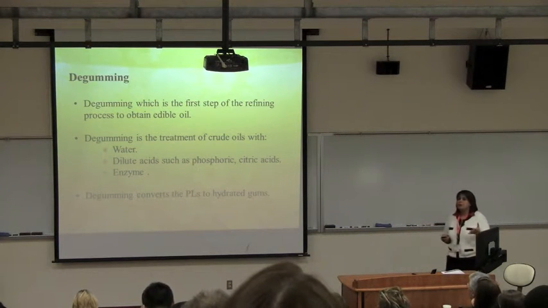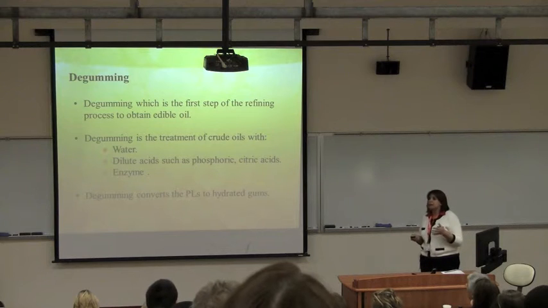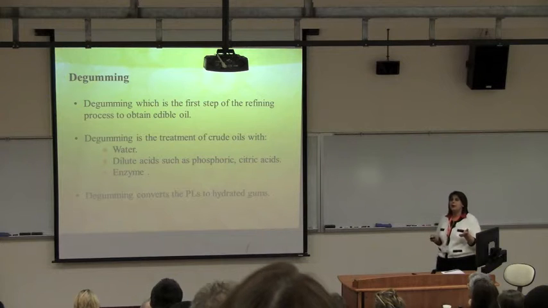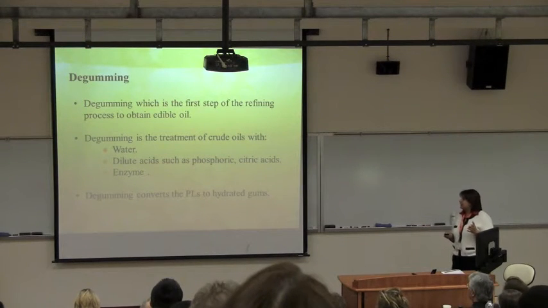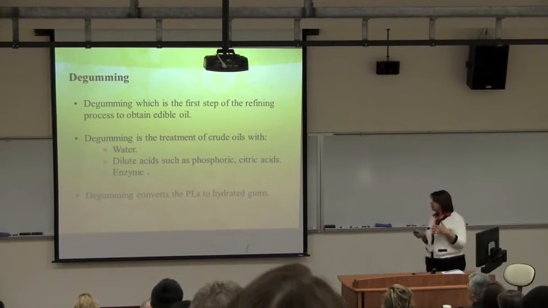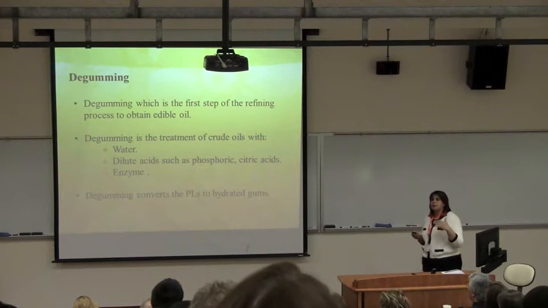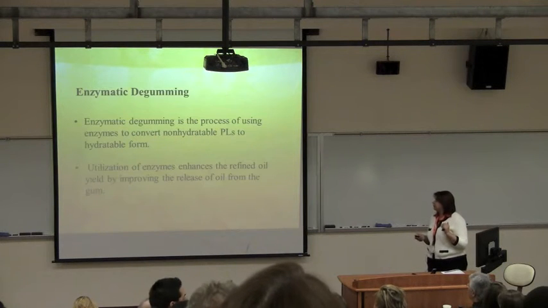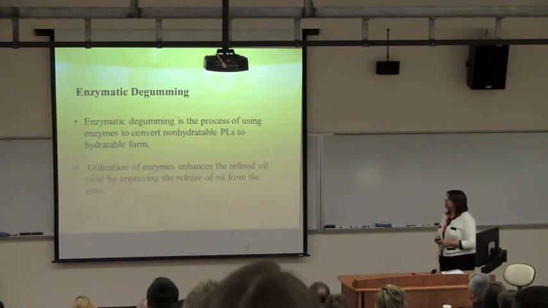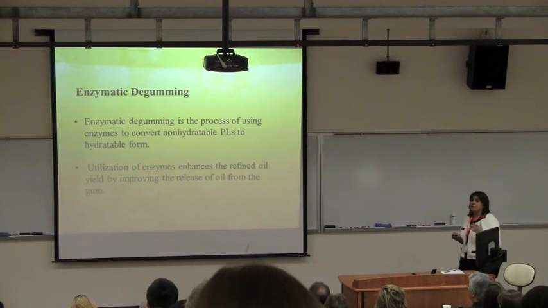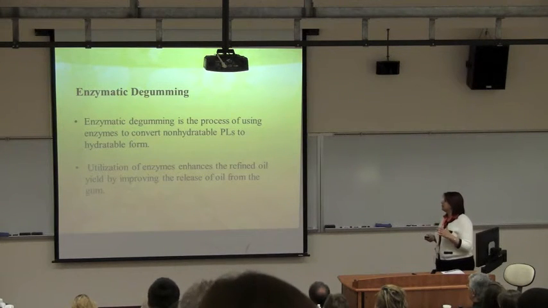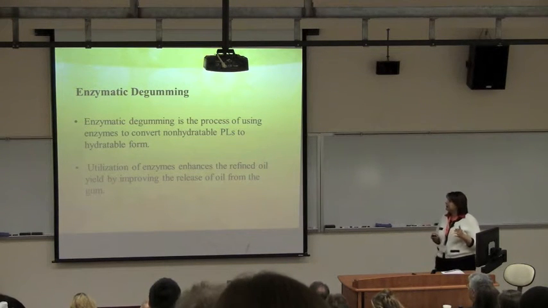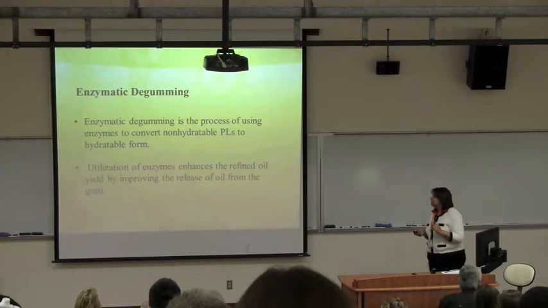Degumming can be done by water degumming, or acid degumming using diluted acid such as citric acid or phosphoric acid, or by using enzymes. Degumming converts the phospholipids to hydratable gum, and the gum can be removed by centrifuge or filtration. For enzymatic degumming, the enzyme converts non-hydratable phospholipid to hydratable phospholipid, and it enhances oil yield by improving the release of the oil from the gum.